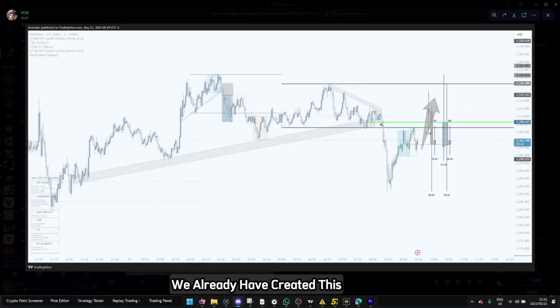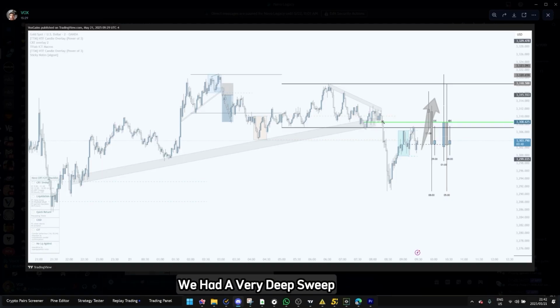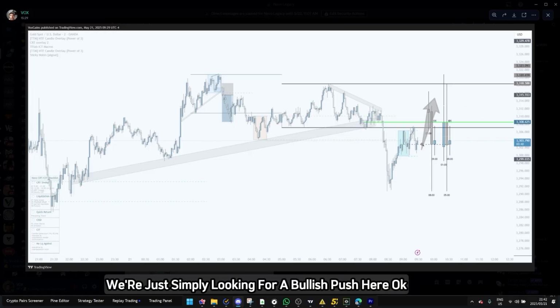sweep on our hourly, on our 4-hour time frame. As you can see right here, we had a very deep sweep and price also sweeping out this previous trendline liquidity, which I really love to see because that's additional liquidity that can aid us in our position. And you can see we're just simply looking for a bullish push here.